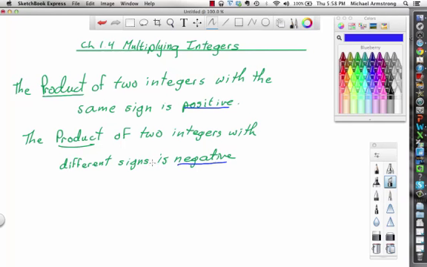Okay, this is chapter 1.4, multiplying integers. I've written it out so that you don't have to watch me write it. It's a little quicker that way.